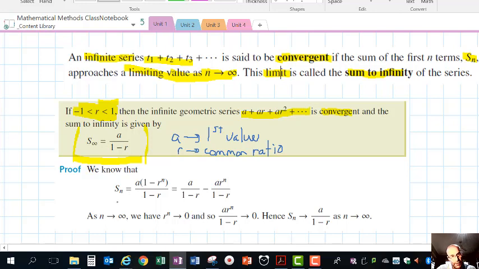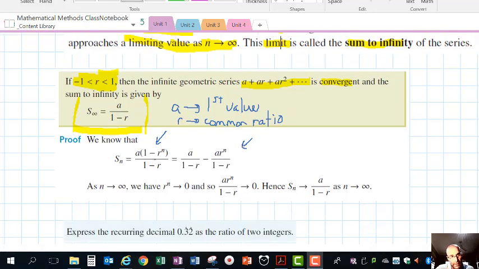To show that it works, we can look at S sub n, the sum of the series that we've seen in the past, which expanded out is like that. Okay, so they expanded the numerator and then separated the two elements of the numerator with their same denominator, and as n, the number of terms, approaches infinity for bigger and bigger values, we look at the effect of r to the n.